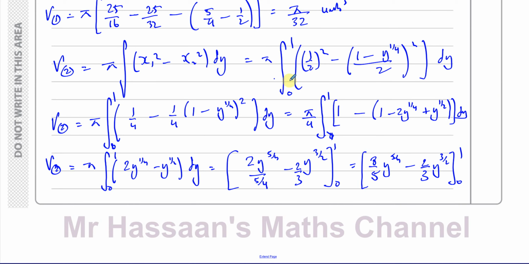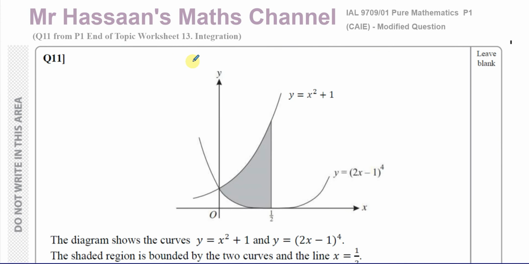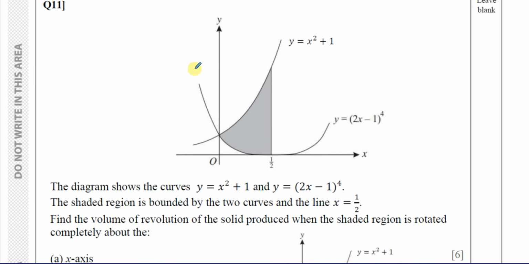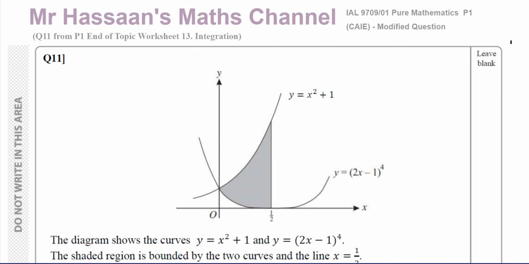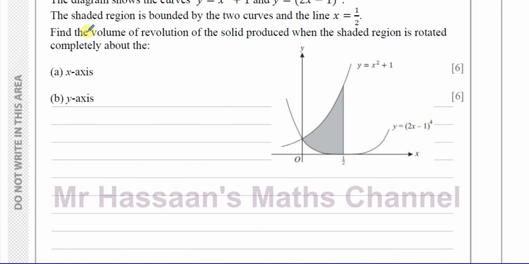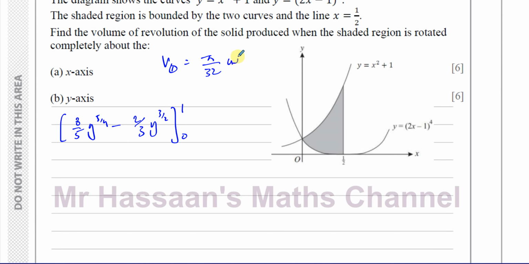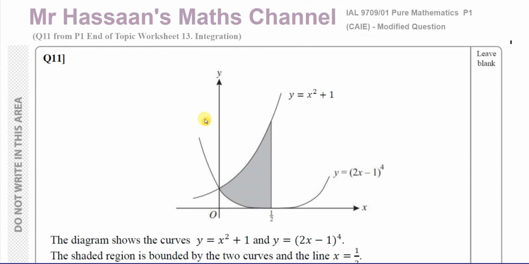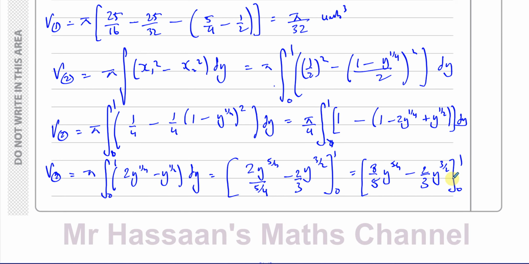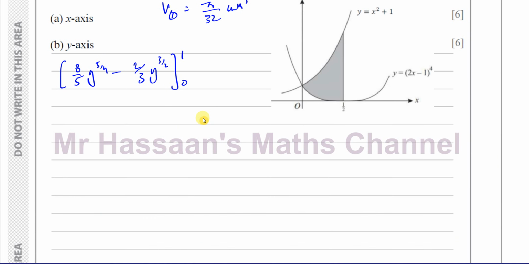That's probably better. So 8 over 5 y to the power of 5 over 4 minus 2/3 y to the power of 3 over 2. Okay, so I've still got this stuff here. No problem. So we're in the middle of doing this question. We had 8 over 5 y to the power of 5 over 4 minus 2/3 y to the power of 3 over 2, 0 and 1. And we had the volume of part 1 of the first section was pi over 32 units cubed. Let me just make sure of that. Yeah, okay, so now we can continue.